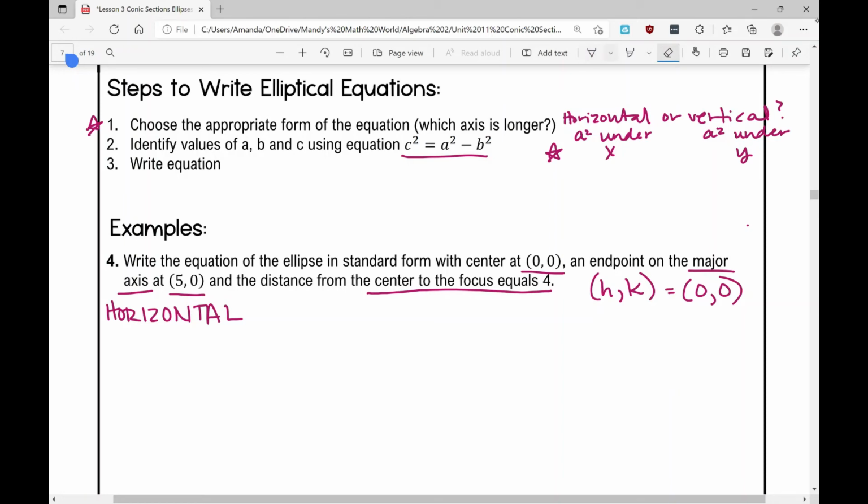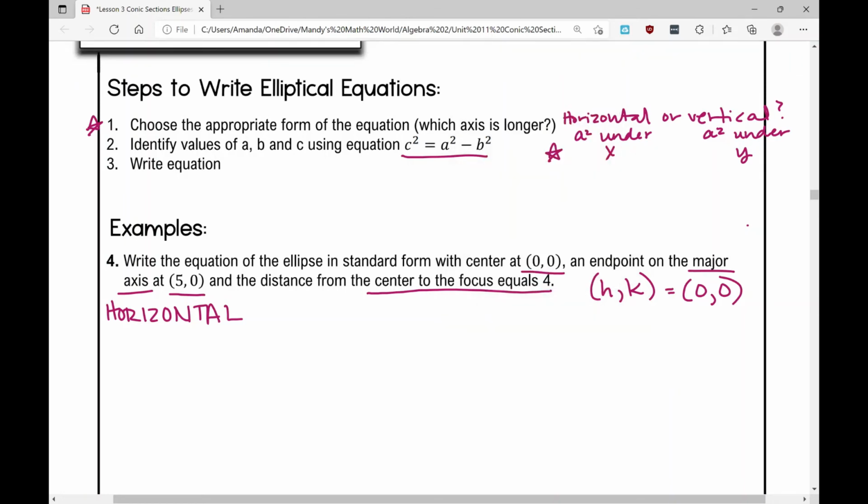And now let's write some values for a, b, and c. Let's change colors here. So I know that the distance from the center to that vertex is a. And the distance is 5. I know that because I'm not translating, but it's 5 units. If I'm going from 0, 0 to 5, 0, I've moved 5 units right, so there's a distance of 5 there. So the a value is 5.